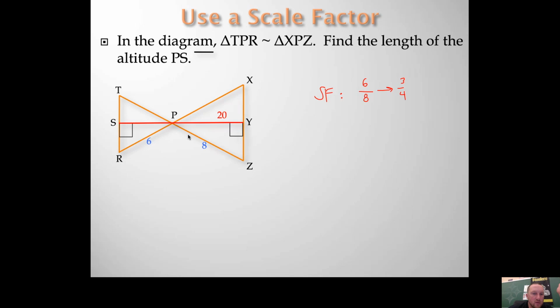If this ratio is 3 to 4, then this ratio of altitudes is 3 to 4. And you could also use medians here or perpendicular bisectors or whatever. So we're going to use our scale factor, 3 to 4. The ratio of the altitudes also matches that scale factor. So we'll call this lowercase x. 4 times 5 is 20, 3 times 5 is 15. That's how long that altitude is, P to S.